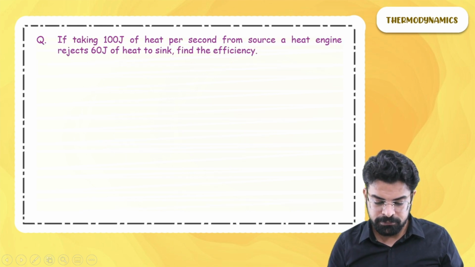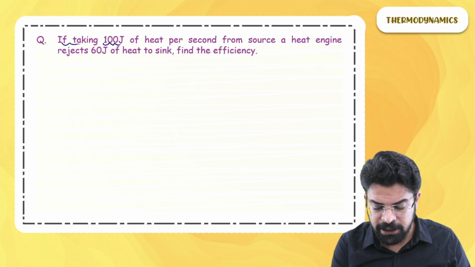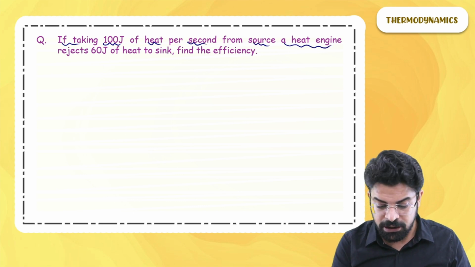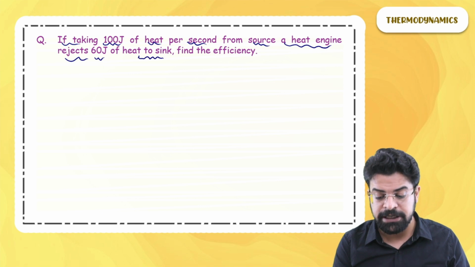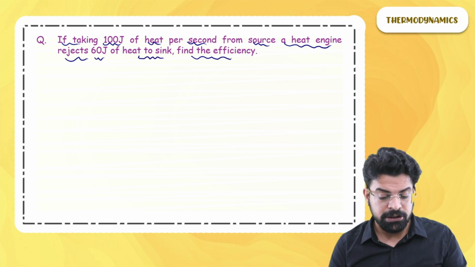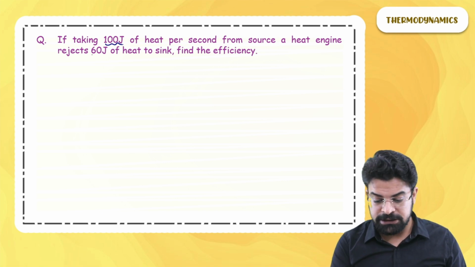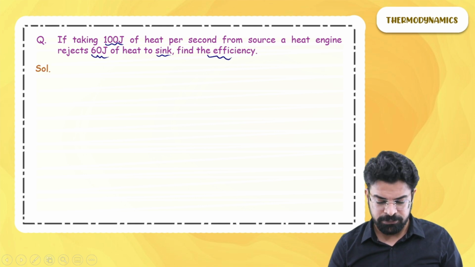Moving on. If on taking 100 joule of heat per second from source, a heat engine rejects 60 joule of heat to sink, find the efficiency. So 100 joule of heat taken per second from source and rejects 60 joule of heat to the sink, find the efficiency. So this is a simple question.